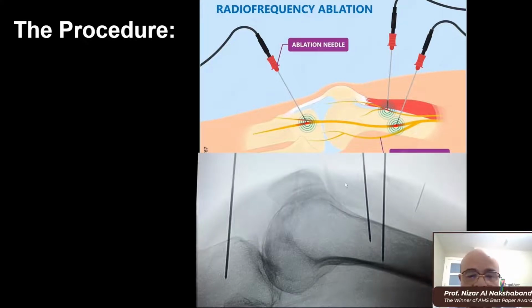I'll be giving two examples of the procedure. This is a schematic presentation of the radiofrequency ablation probes placed at the superior medial, superior lateral, and inferior medial geniculate nerves. This is the exact representation on the lateral view of the needle placements.